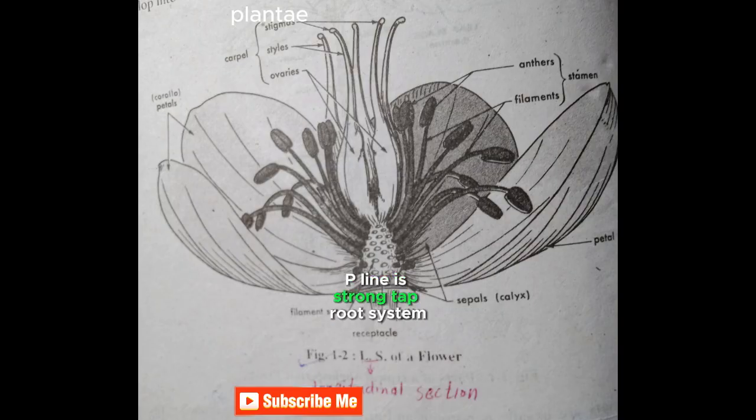Taproot system, found in dicots. Found in plants like mustard, carrot, and bean.